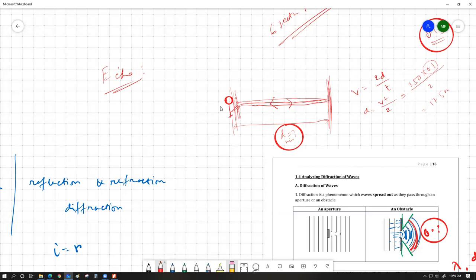The key part that you should take from here is that this is the equation for speed calculation for echo cases. Whereas if we do an experiment where the sound travels in only a single straight line, the equation we use is only v equals d over t. This is for a single path and this is for a return path. That's the important bit.